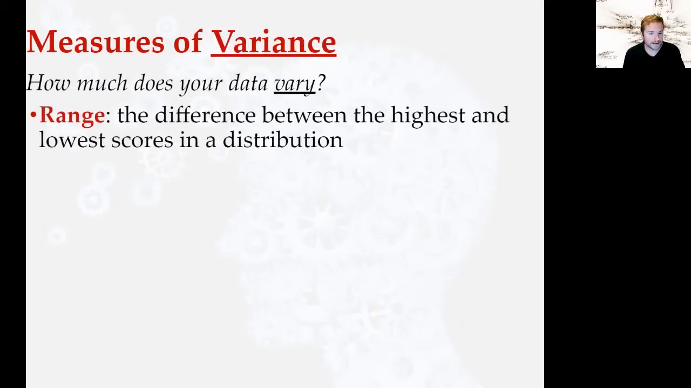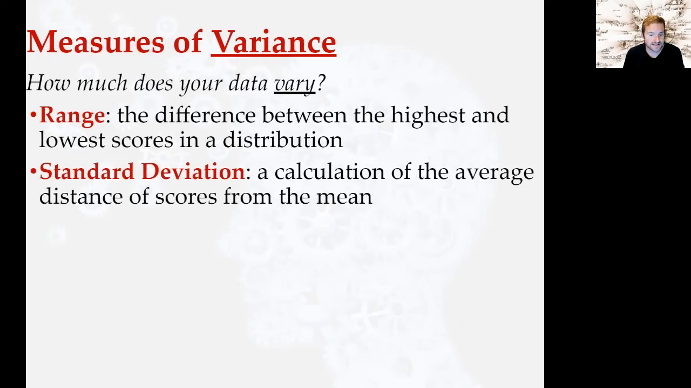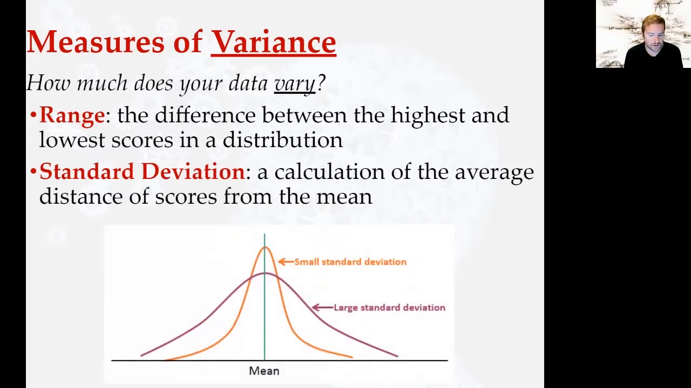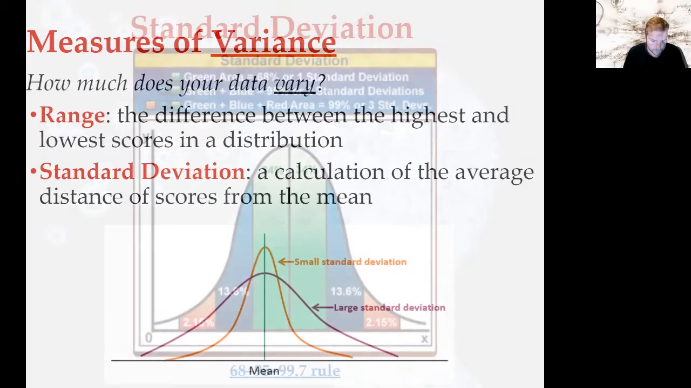So the range is the difference between the highest and lowest numbers in a distribution of numbers. Standard deviation is a calculation of the average distance of scores from the mean. It's important to note that the larger the standard deviation, the greater the spread, whereas the smaller the standard deviation, the smaller the spread. And what I mean by that is more of the scores are going to cluster towards the average than in a large standard deviation.